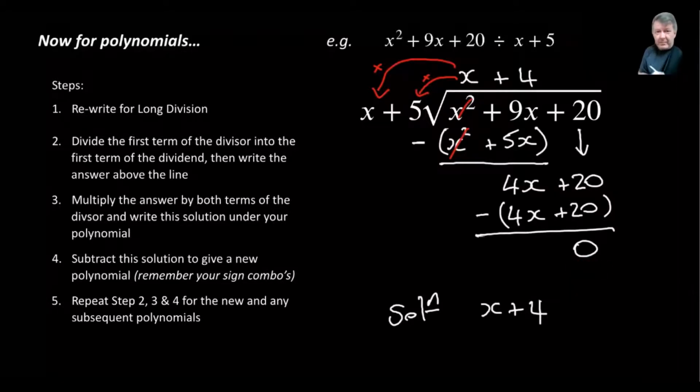All right? The next couple of examples are not going to have a 0 remainder. It's concentrating on the dividing. Therefore, they are not factors. They are only factors if your remainder is 0. Okay, let's have a look at the next two.